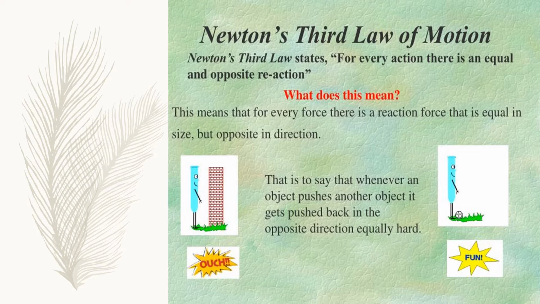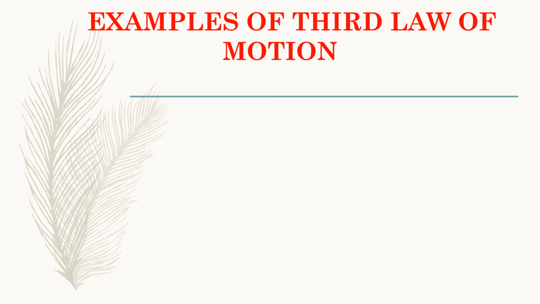hard. So, the third law of motion states that when one object exerts a force on another object, the second object instantaneously exerts a force back on the first. So these two forces are always equal in magnitude but opposite in direction. Now here are some examples to illustrate Newton's third law of motion.